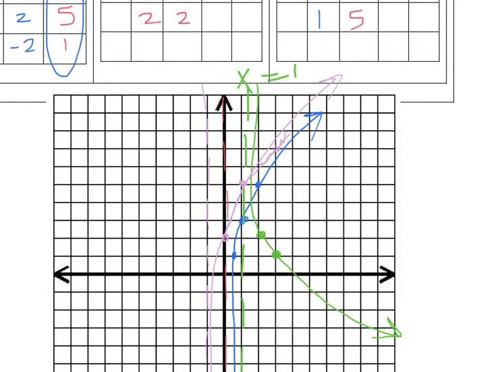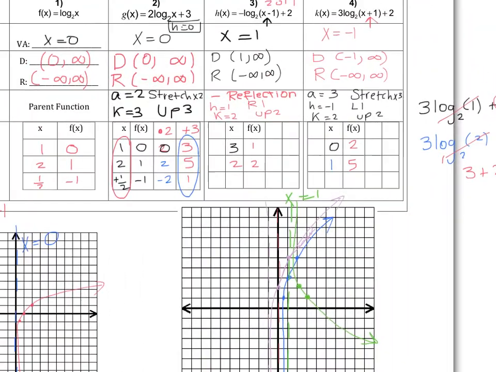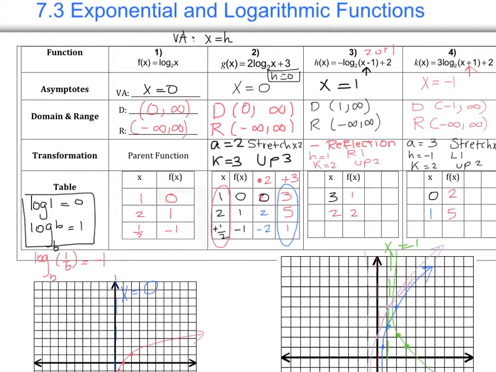So I do hope the logarithmic function part was a good review. Now we're going to move on to the exponential function.